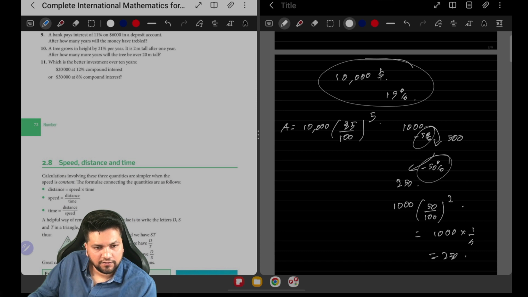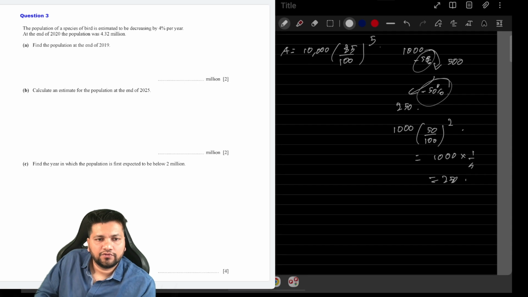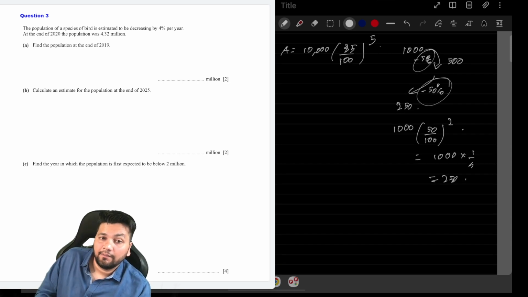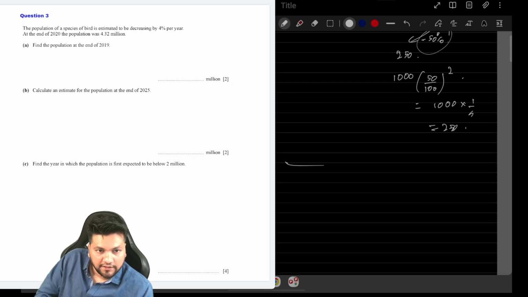So look, there is this one question we can think about. Again, a past paper: the population of a species of a bird is estimated to be decreasing by 4% per year. 4% per year it is decreasing. Find the population at the end of 2019. So they are asking before this thing.